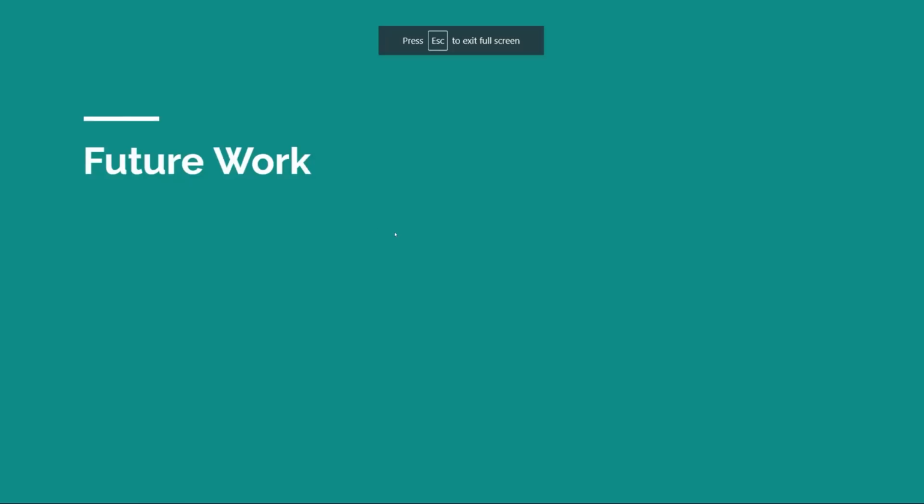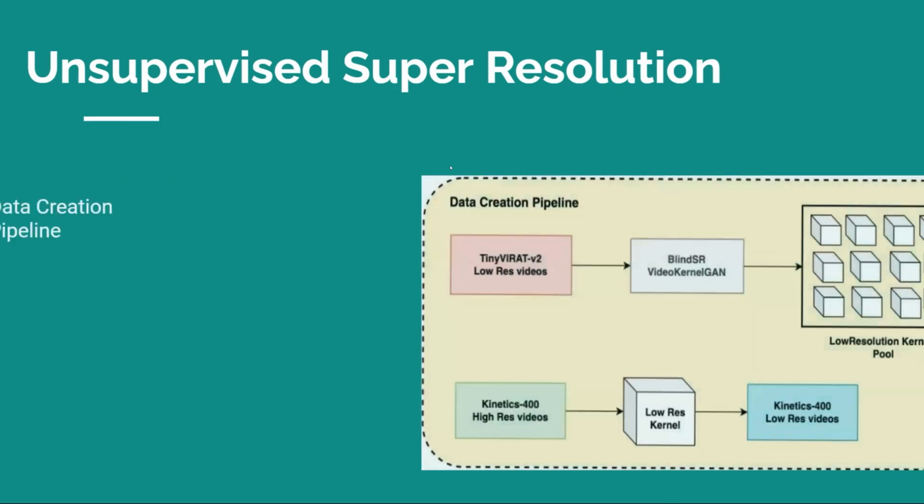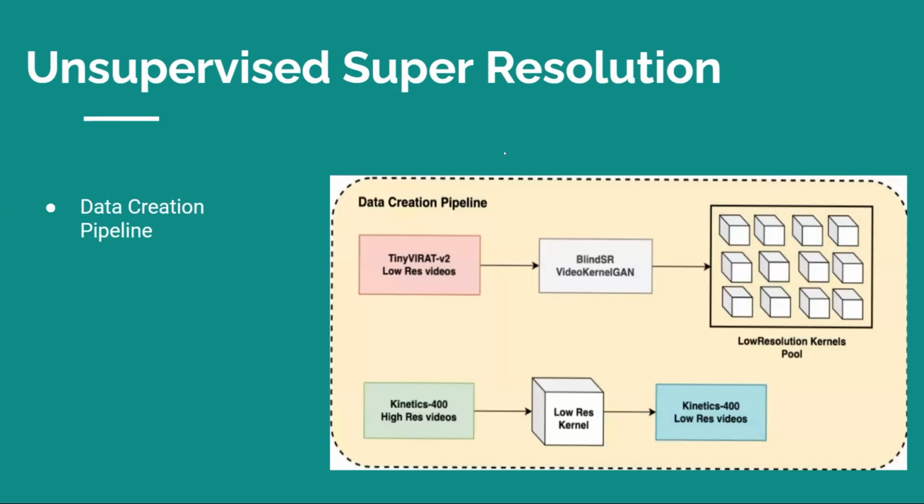Yes. So I'll be talking about the future work. Apart from the method mentioned by Momal, that is the quantized adversarial super resolution, we also plan to work on the unsupervised super resolution, wherein we try to remove the dependency on the low resolution, high resolution pair that is required by the super resolution. So here we want to use an unsupervised pipeline. And this is how the working pipeline looks like.